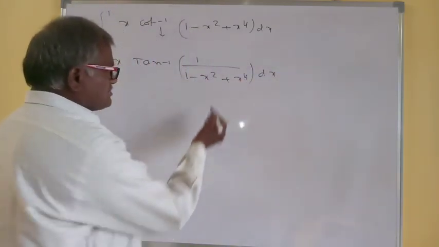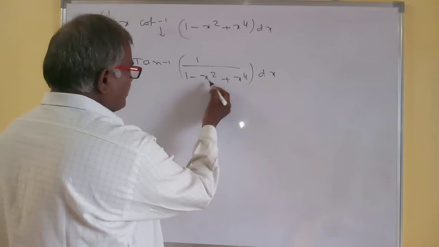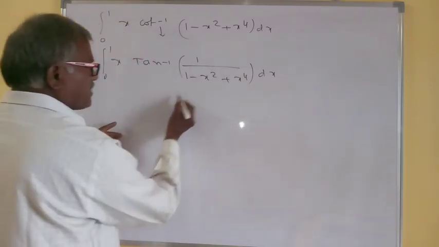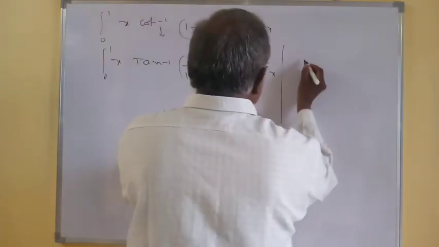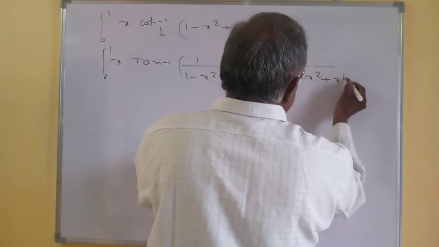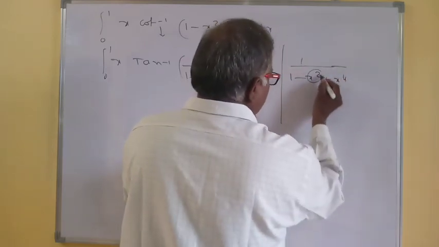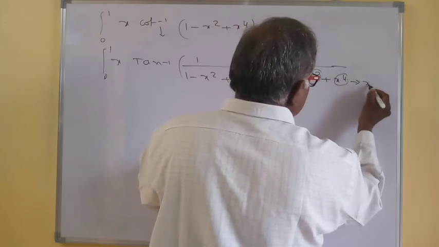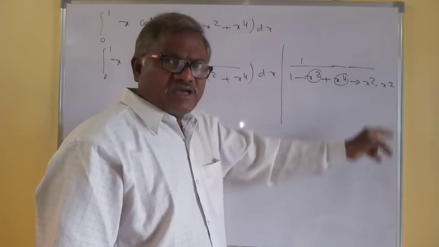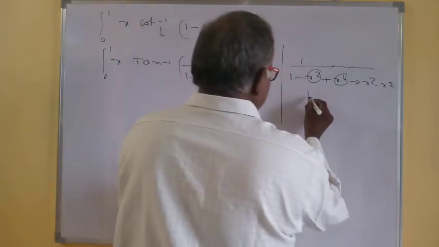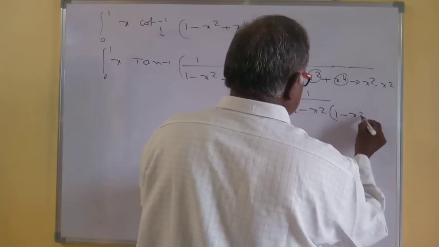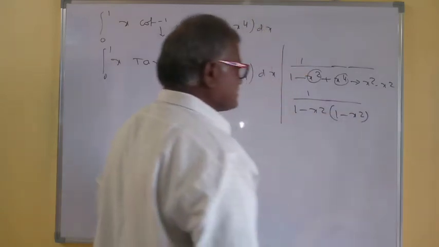If you observe this denominator, I have to write it separately: 1 by 1 minus x square plus x power 4. Take x square as common, because x power 4 means x square into x square. That means we take x square as common, and what you will get is 1 minus x square.